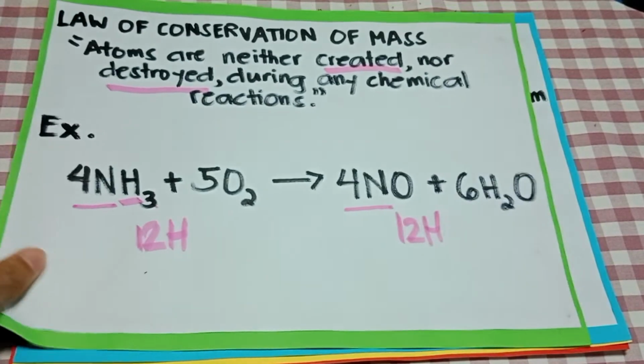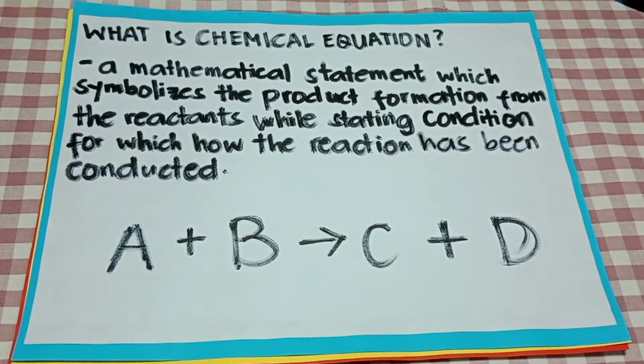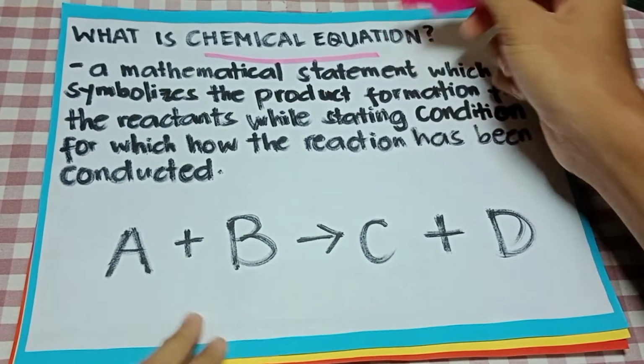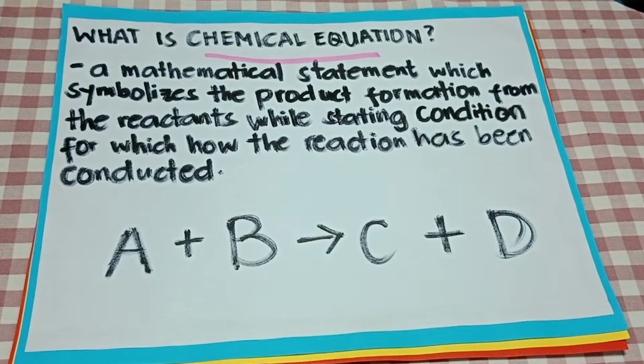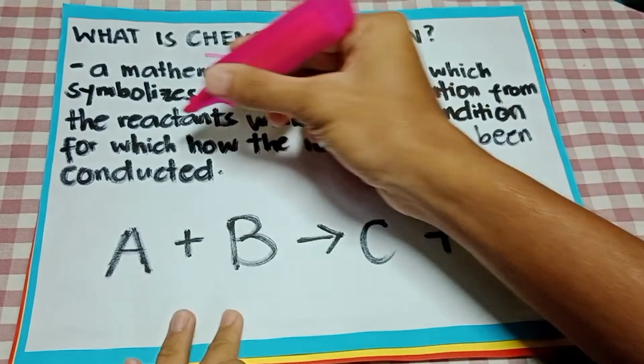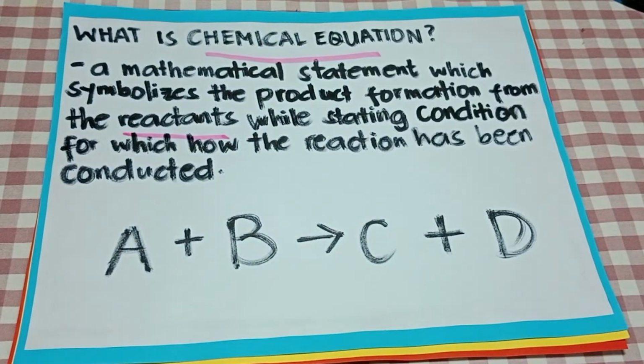So let's proceed. Again, what is a chemical equation? A chemical equation is a mathematical statement which symbolizes the product formation from the reactants, while stating the conditions under which the reaction has been conducted. For example, we have here A plus B, followed by an arrow for the chemical reaction, and C plus D.